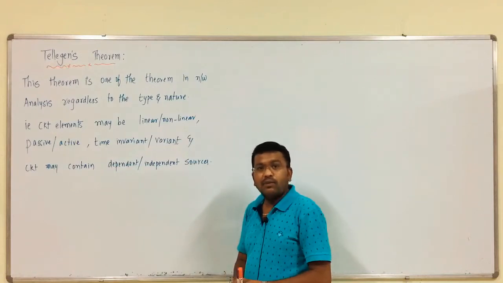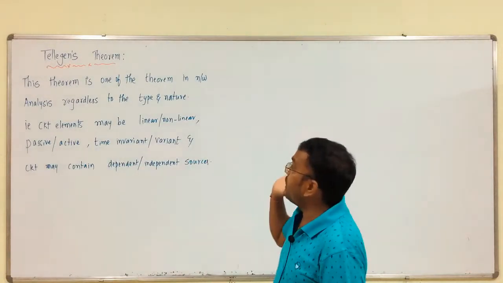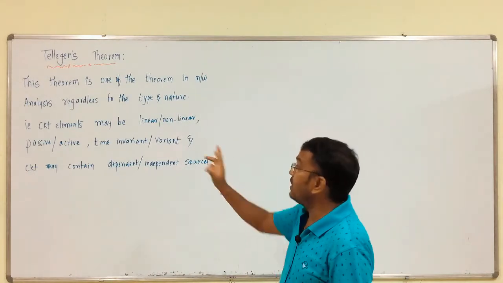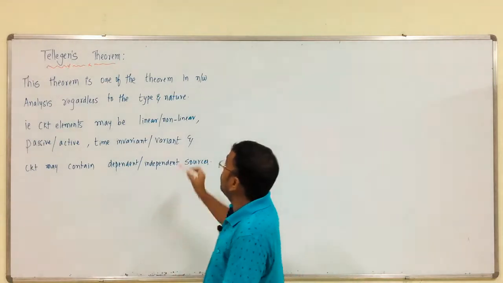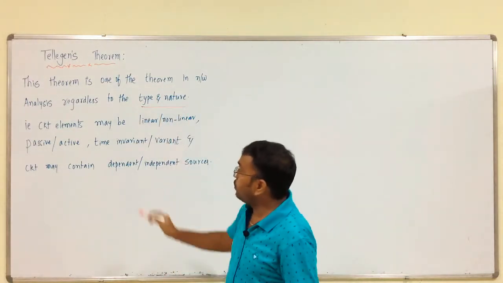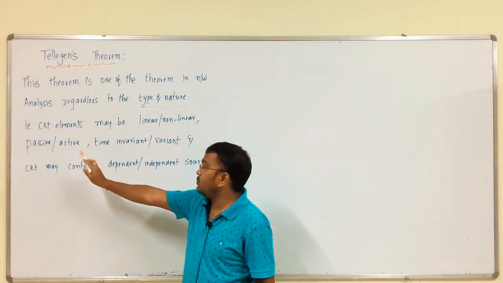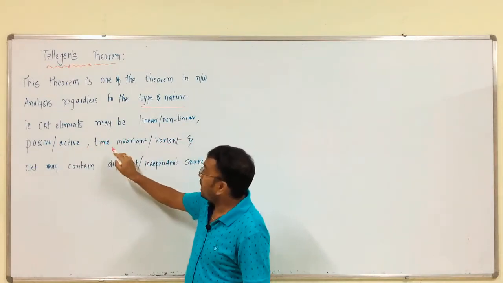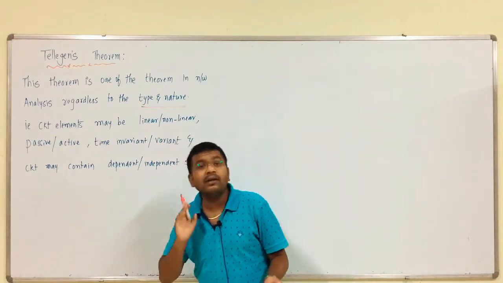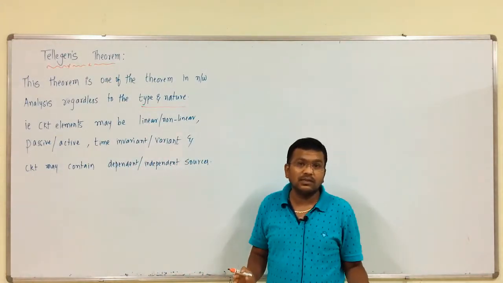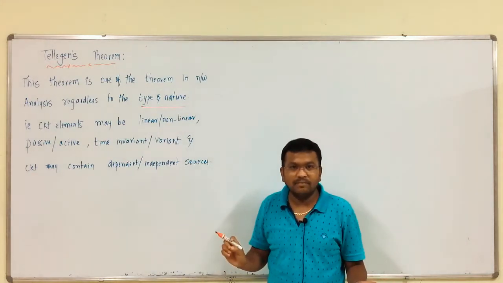Hello everyone, now we have to discuss Tellegen's theorem. This theorem is one of the theorems in network analysis, regardless of the type and nature. That is, circuit elements may be linear, non-linear, passive, active, time invariant or variant, and the circuit may contain dependent and independent sources. So this theorem could apply for any type of circuit.